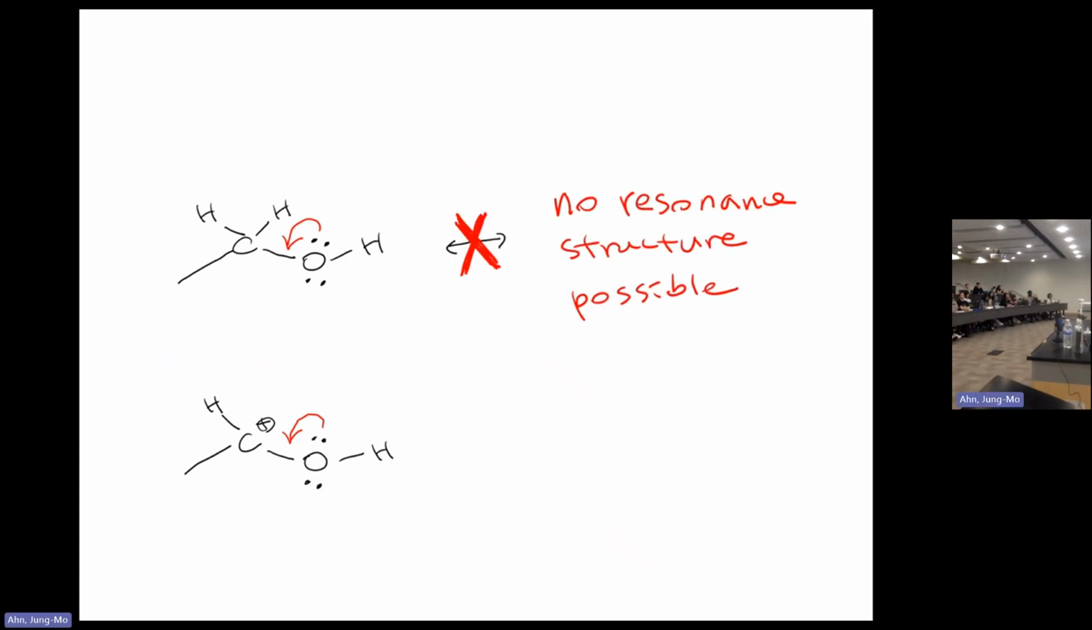If that happens, you're going to make this carbon dependent. But that is not possible. You are violating the octet rule. In order to make the electron move in that direction, this carbon should be able to accept, right? There has to be electron deficiency there.